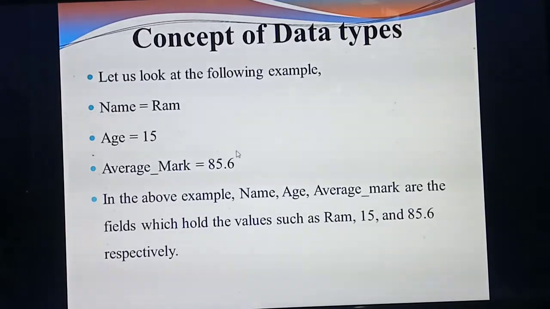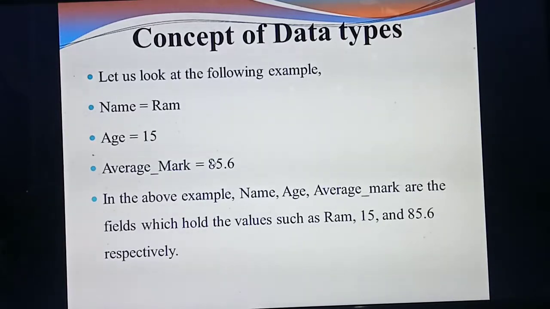So three details they have given. Name equal to Ram, age of Ram is 15, and average mark of the student Ram is 85.6. Here, listen, this name, age and average mark, these three things we are calling fields. Understand? The fields are mainly used to hold some values. For example, name equal to Ram, so the name field is holding the value Ram. The age field is holding the value 15. Then the average mark field is holding the value 85.6.